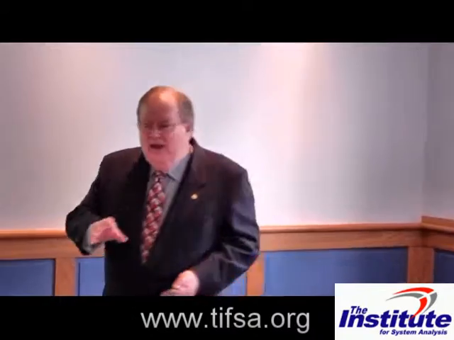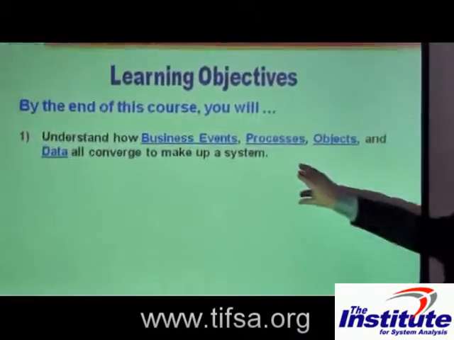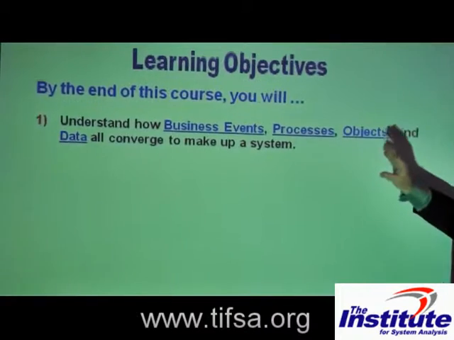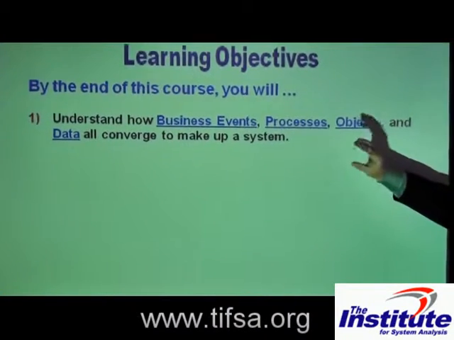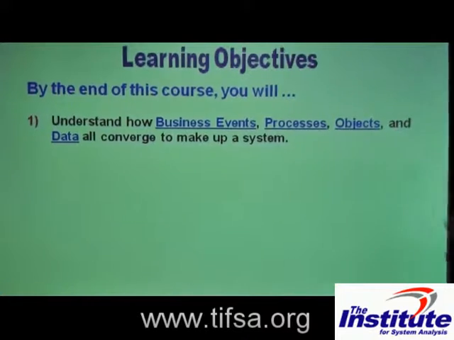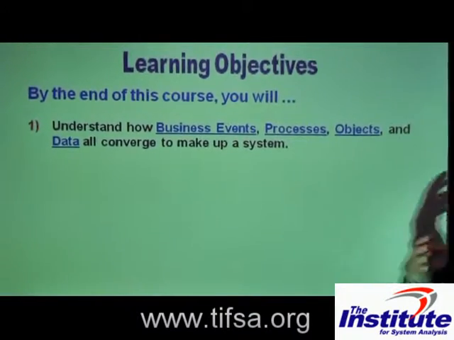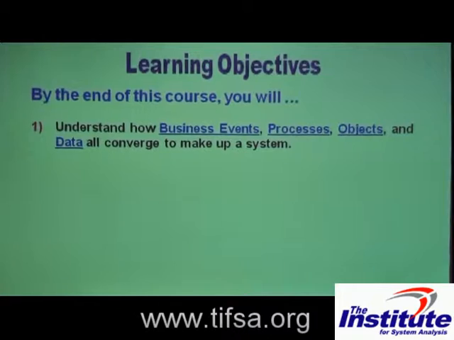By the end of this course, you're going to understand exactly how business events, and I'm going to explain what a business event is in a little while, but how these events, business processes, objects, we're going to talk about what an object is, and data all converge, all come together to make up a system. Sounds complicated? No, it's not complicated at all. It's about as simple as it can get if we distill from the subject matter all the stuff that makes it complicated. I'm going to show you how to do that in a little while.